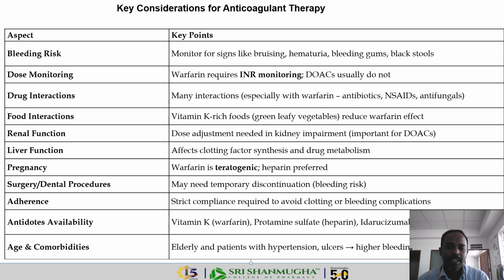Next we have age-related factors. Elderly patients with hypertension and ulcers have a higher bleeding risk. So these are all the key considerations while giving anticoagulant therapy. So that's all.